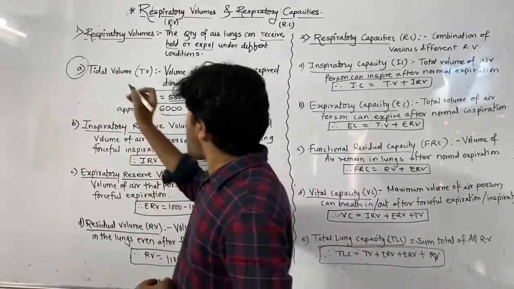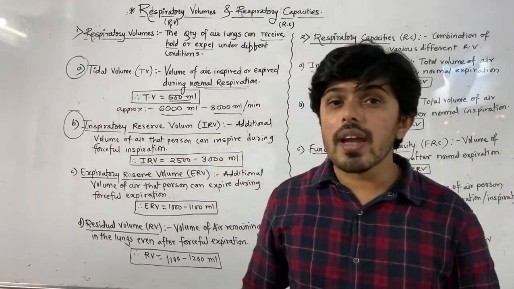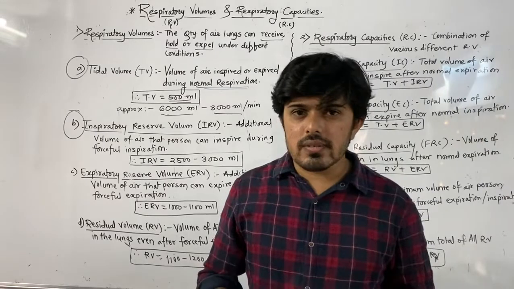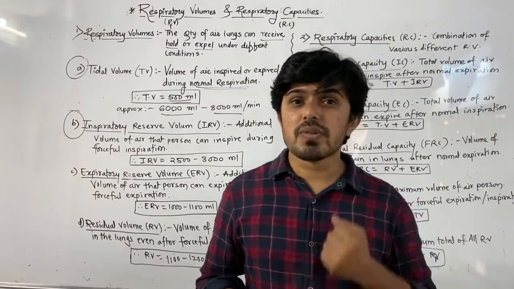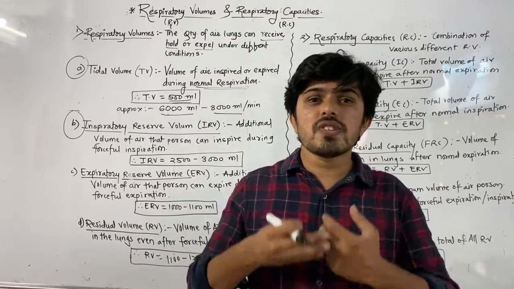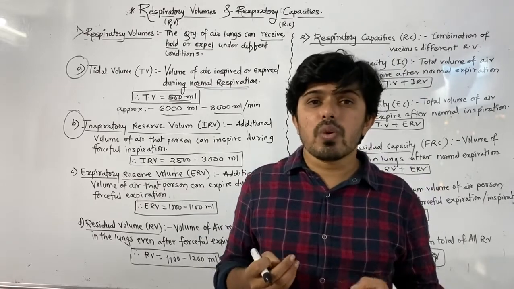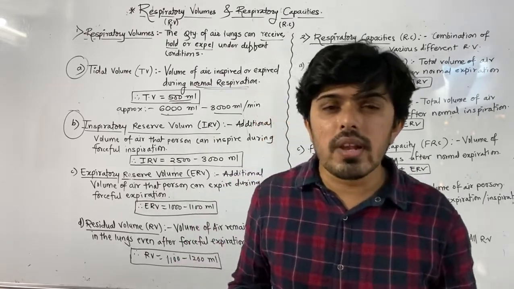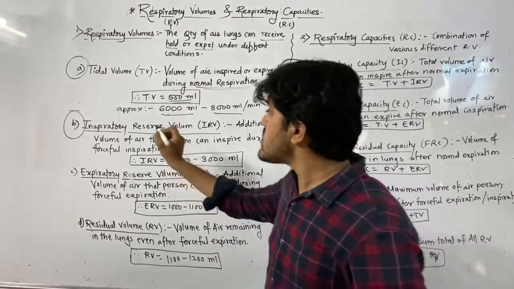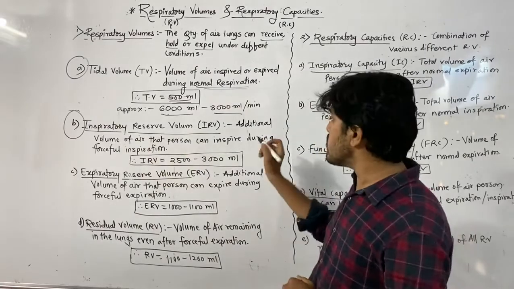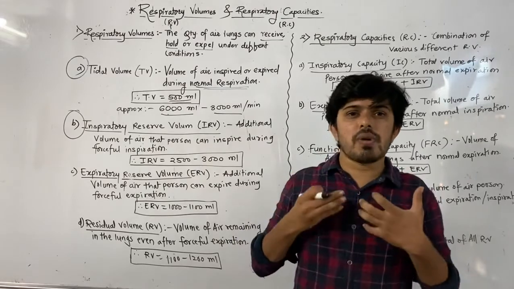Moving forward, after tidal volume, another definition comes, that is inspiratory reserve volume, IRV. Now see, during normal breathing, we normally take in air, we normally give out air. But we have a special capacity. We can do forceful inspiration. You can take the maximum possible air inside. Whatever maximum possible air we can take inside after a normal inspiration is called inspiratory reserve volume. It means the additional volume of air that a person can inspire during forceful inspiration.